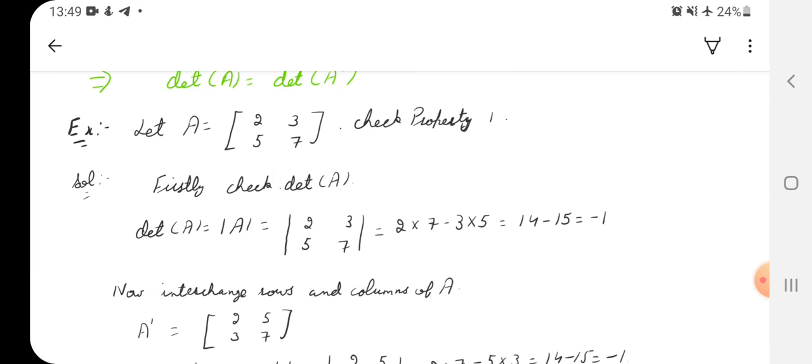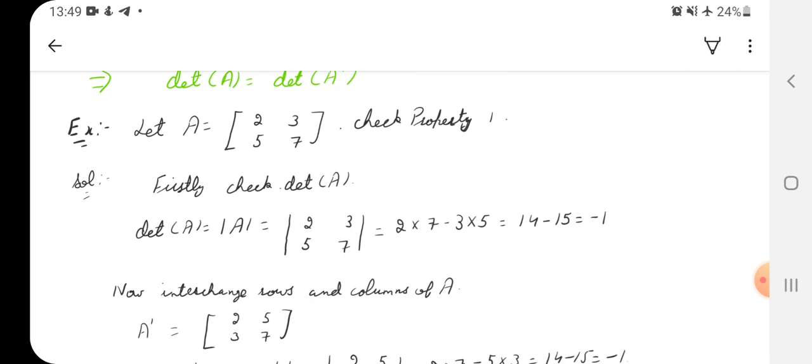So first of all, check the determinant of A. As you all know how to find the determinant of a 2 cross 2 matrix, you have to multiply the main diagonal elements and then subtract the product of the other diagonal elements from the main diagonal elements' product. So you will get 2 into 7 minus 5 into 3, which will be 14 minus 15. So it will be minus 1.